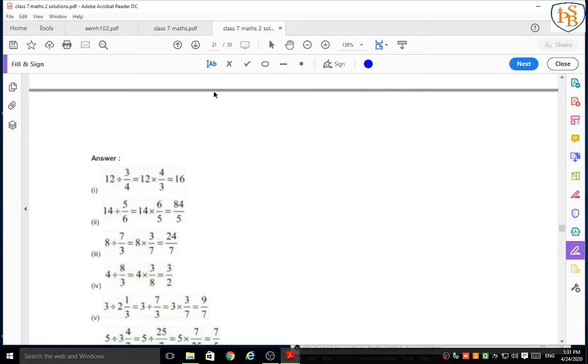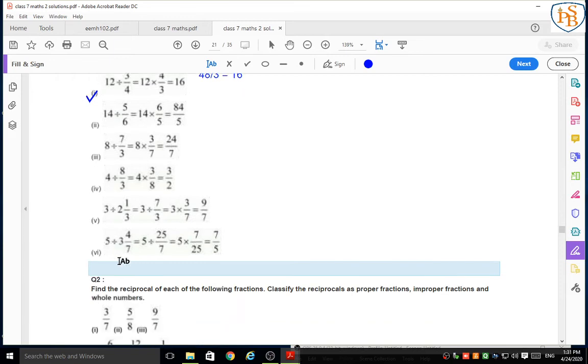Look at here, the first example. "12 divided by 3 upon 4 is equal to," they wrote here 12 as given in the question. Instead of the division process, they wrote here multiply, and the reciprocal of 3 upon 4 is 4 upon 3. So 12 4s are 48. So 48 upon 3, and we get here the answer, that is 16. Okay, like that you have to solve the other questions also.